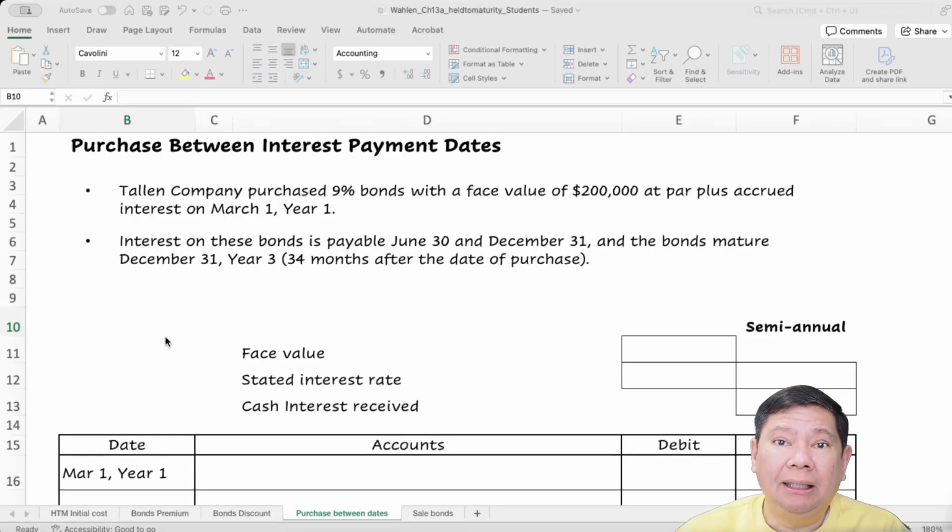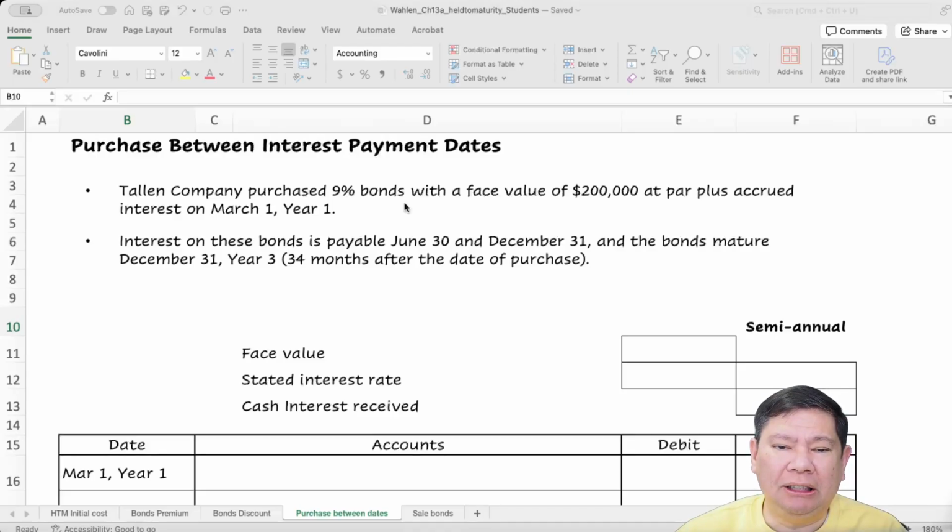Hello everyone. In this video, we're going to talk about the purchase of bonds between interest payment dates. Talon Company purchased 9% bonds with a face value of $200,000 at par. So that means no discount, no premium, plus accrued interest on March 1st, year 1.